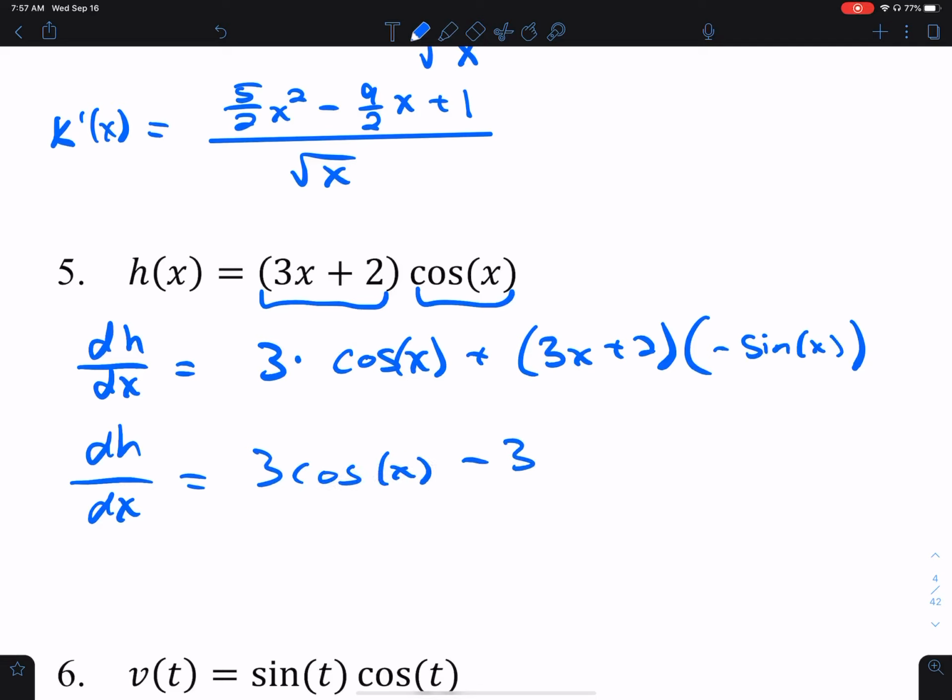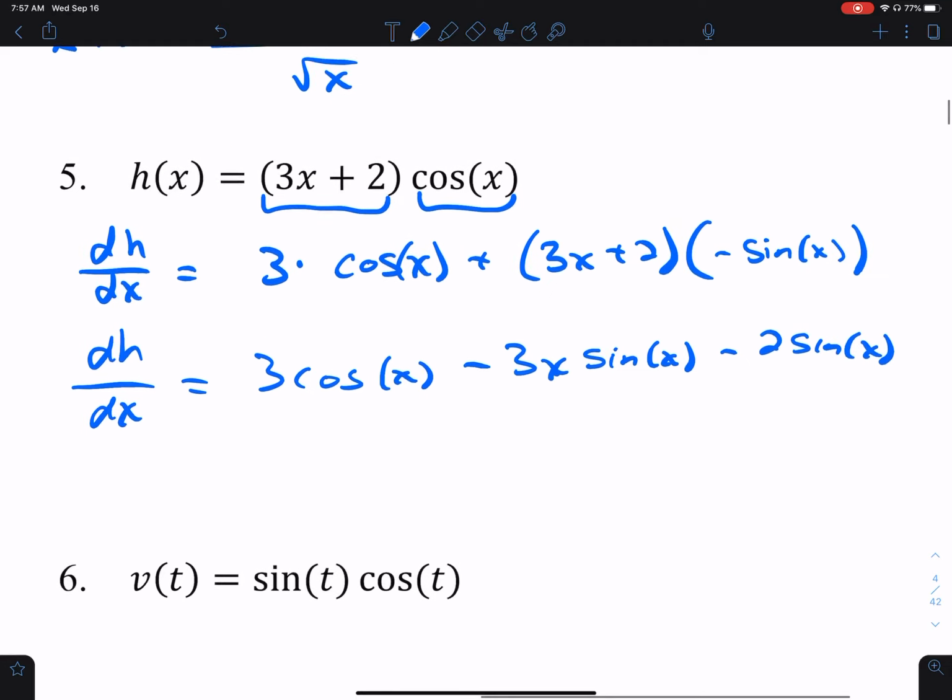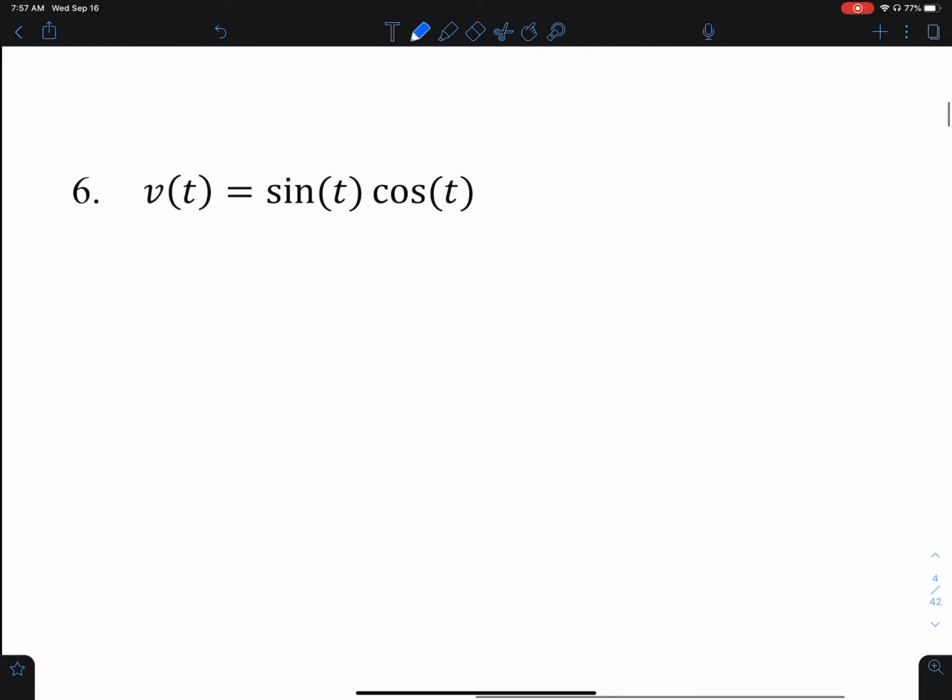It's going to be minus 3x sine of x and then a minus 2 sine of x. One more and then we'll do an equation of a tangent line. Let's say that v of t is sine of t times cosine of t. We use a little Newton, v dot. It's the product rule. We got two functions.